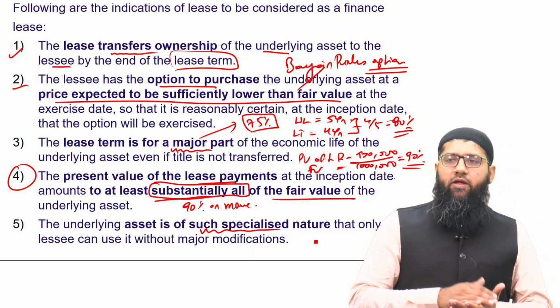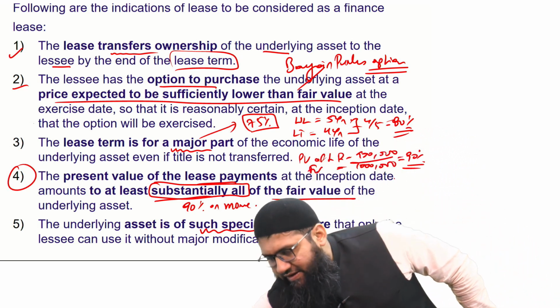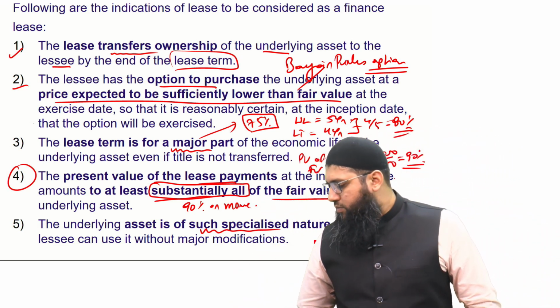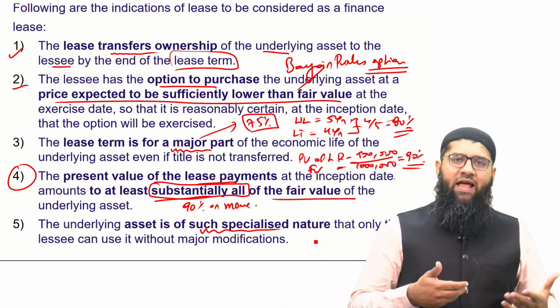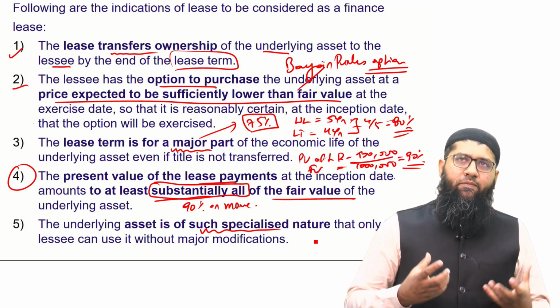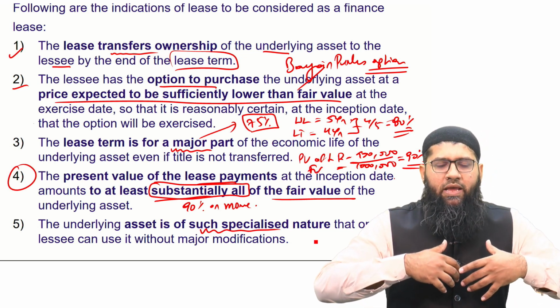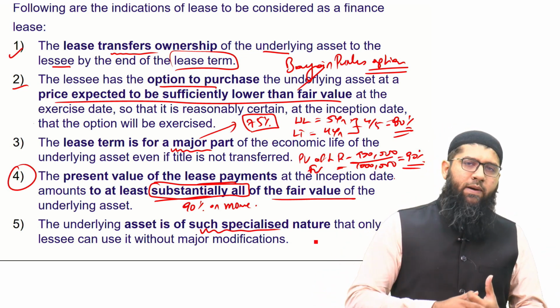How? Number one, the agreement says title would transfer. If the agreement says the title would transfer, that's an indication that it's a finance lease. Number two, if there is a bargain purchase option, which is an option to purchase the asset at a substantially lower cost, a cost which no one would actually ignore, that's called a bargain purchase option.